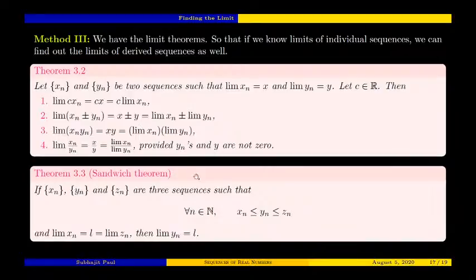Next up, we have the sandwich theorem. You all know what it does. We have three sequences xn, yn, and zn, such that yn is sandwiched between xn and zn: xn less than or equal to yn less than or equal to zn. If xn and zn both tend to the same limit L, then the sequence yn has no other option but to converge, and converge to the same limit L as well. So this is the sandwich theorem.